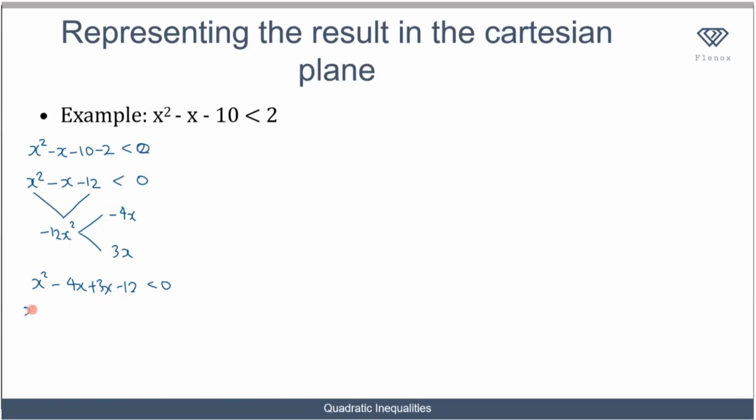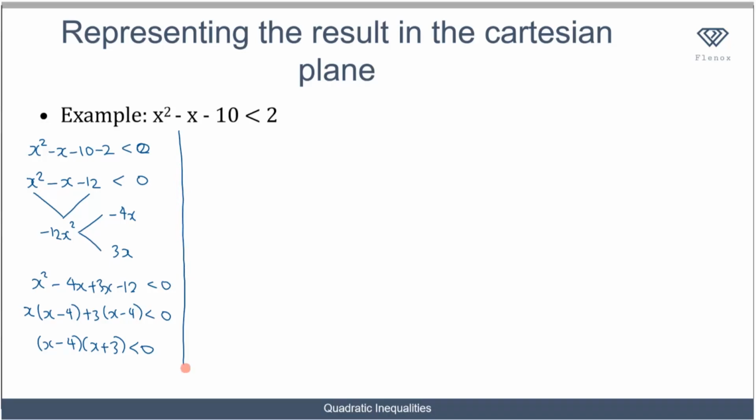We'll proceed now. x is common to both terms, so we have x into bracket x minus 4, and plus 3 is common. We have x minus 4 times x plus 3, and their product is less than or equals to 0.